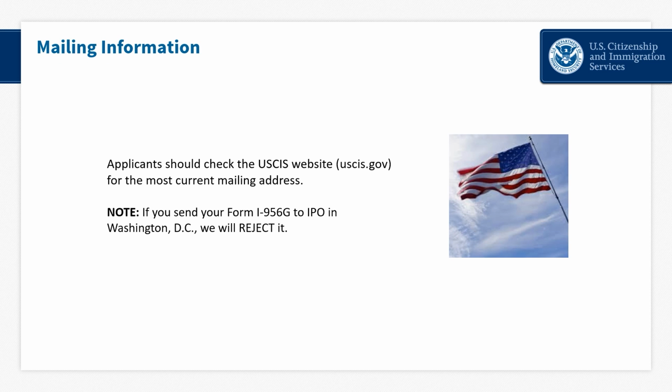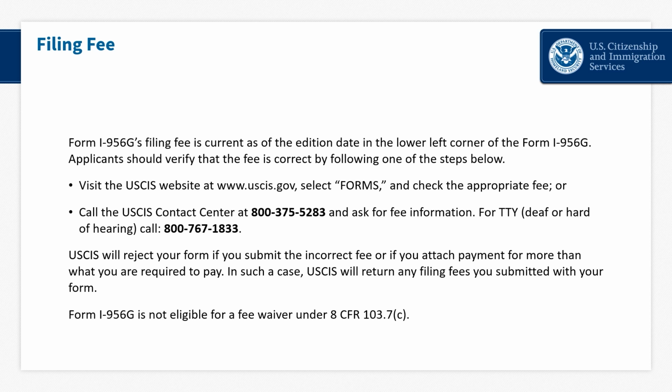You must mail the completed application, supporting documentation, and the correct filing fee to the appropriate address. Applicants should check the USCIS website, uscis.gov, for the most current mailing address. Please note, if you send your Form I-956G to IPO in Washington, D.C., we will reject it. Regional centers must submit the correct filing fee with their application. Failure to submit the filing fee, or submitting an incorrect fee, will result in the rejection of your application. Applicants should check the USCIS website for the current filing fee.